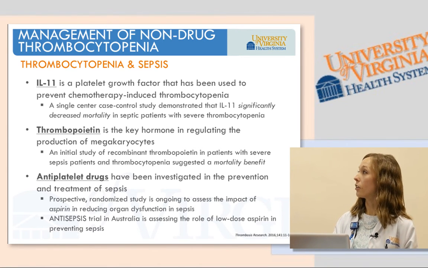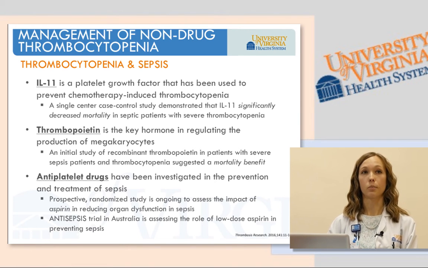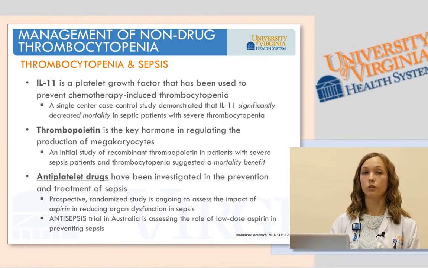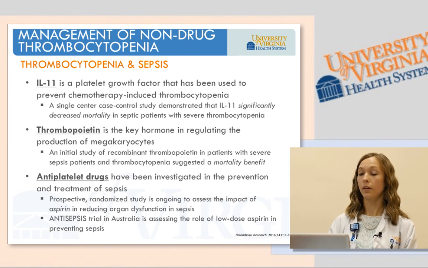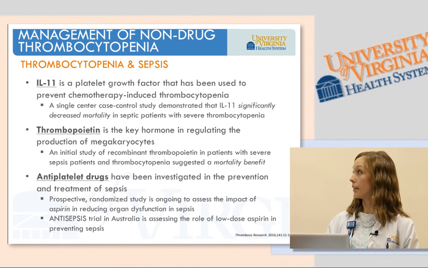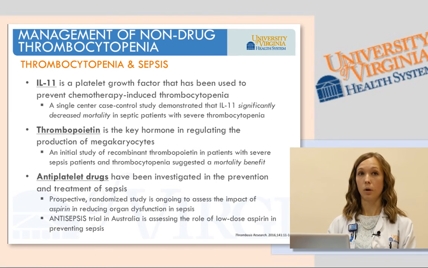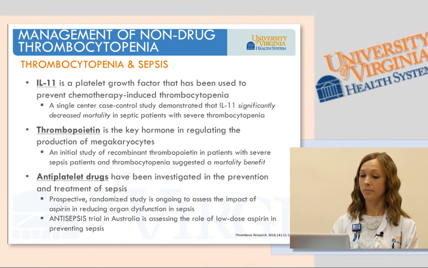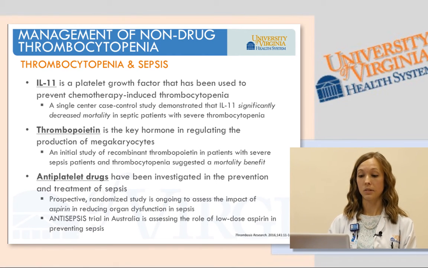There are some agents that are potentially on the horizon for addressing sepsis-associated thrombocytopenia, though. The first of these is interleukin 11. IL-11 is a platelet growth factor that is FDA labeled to prevent chemotherapy-induced thrombocytopenia, but it has also shown a significant mortality benefit in a small single-center study that looked at giving IL-11 to septic patients with thrombocytopenia. Recombinant thrombopoietin, or N-plate, is also another agent that is used for thrombocytopenia secondary to other reasons like ITP. But once again, a small initial study has suggested at least a mortality benefit when given to septic patients with a low platelet count.